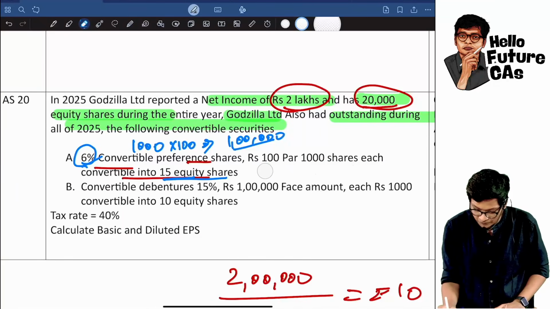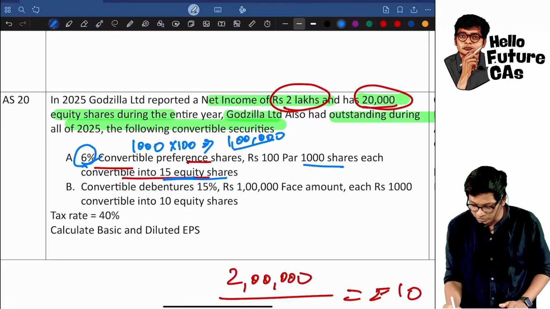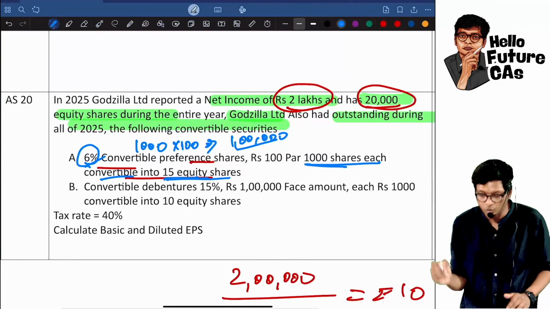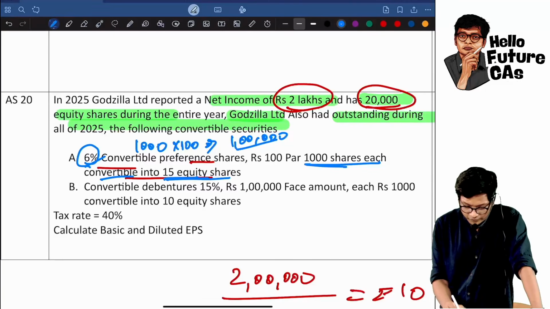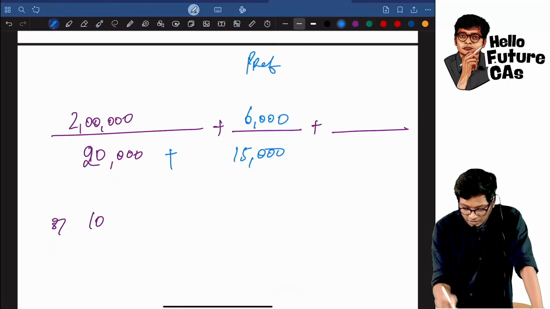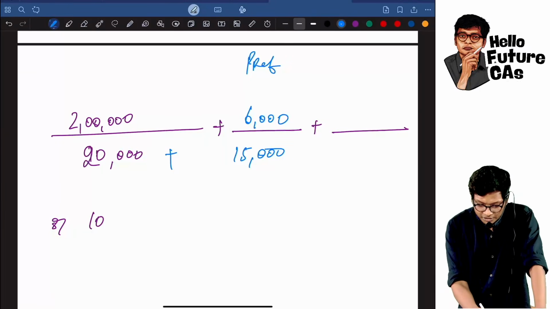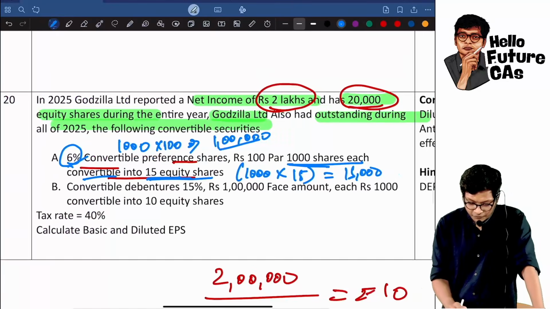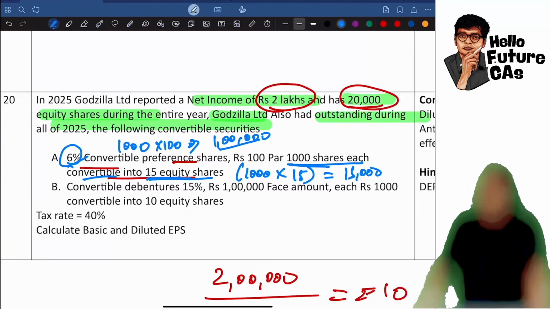Okay, let's assume one thing here. For now, let's assume, just because our own question, 1000 shares each convertible into 15 equity shares. Okay, so we will go with the same thing. Let's not disturb it for now. Into 15, which will be 15,000. Let's not disturb that for now, guys. Debentures will be how much? Debentures, if you see, convertible debentures 15,000.